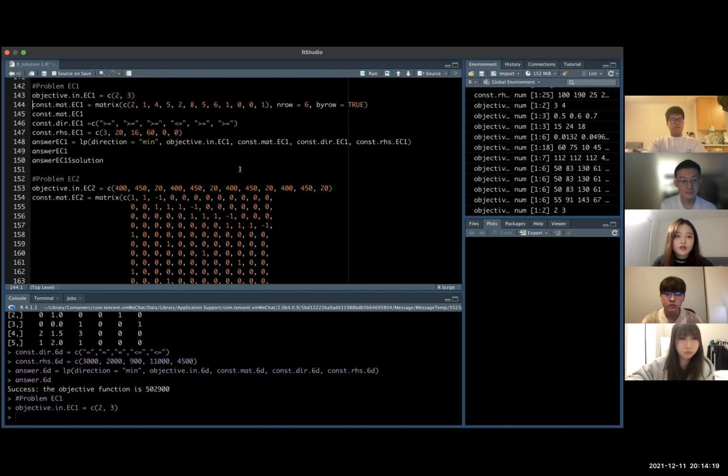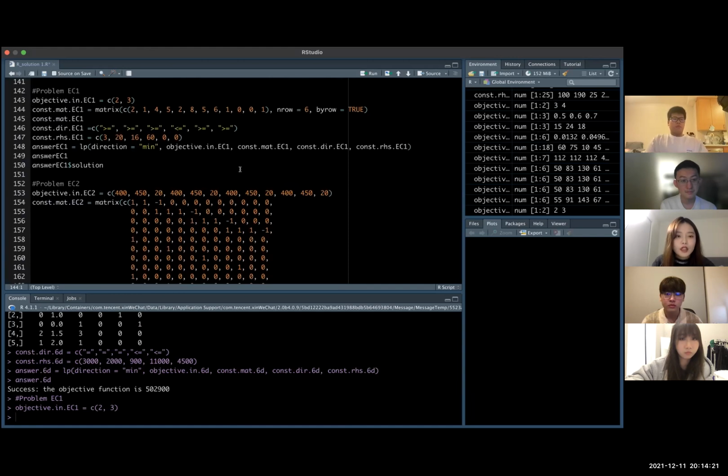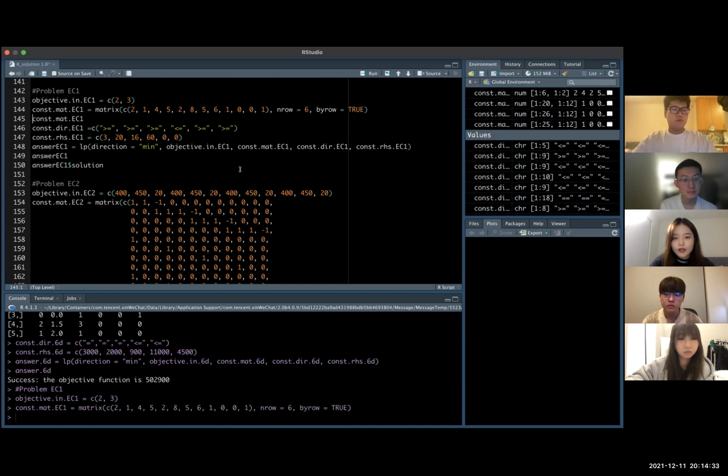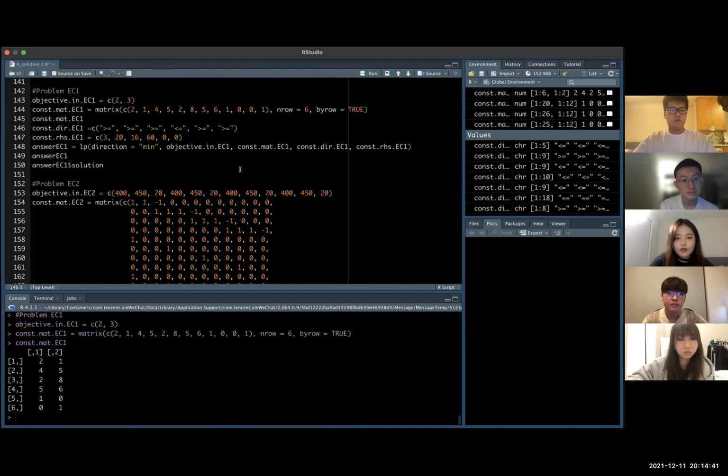For extra credit question 1, the coefficients of the objective function are 2 and 3. Put in the constraint coefficients. Since we have 6 constraints, we divide them into 6 groups by sequence, which is the number of rows equal to 6, and put in the direction of the constraints. Then we use the linear programming function to get the answer.